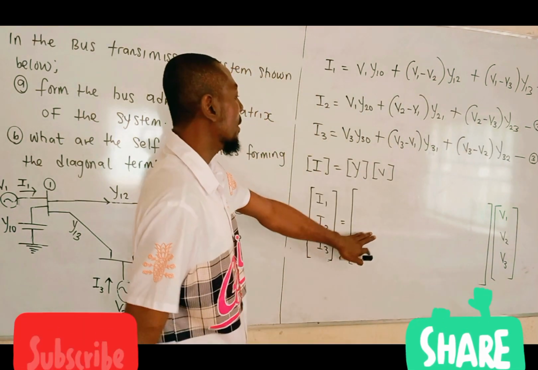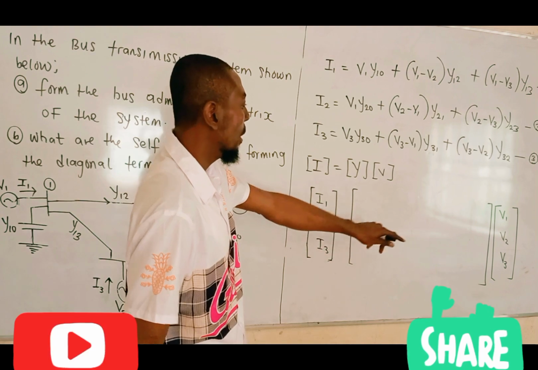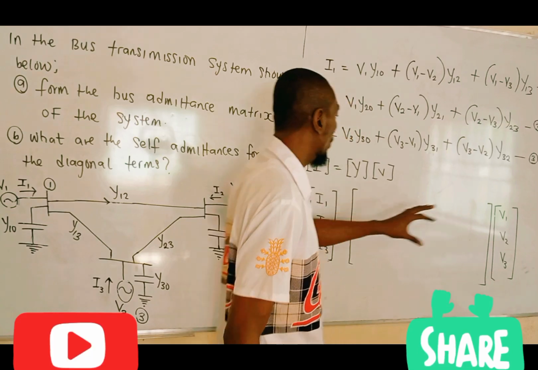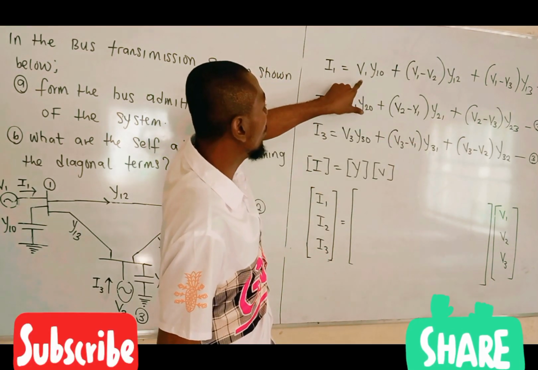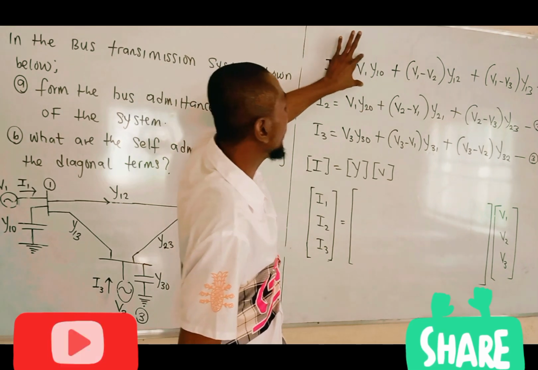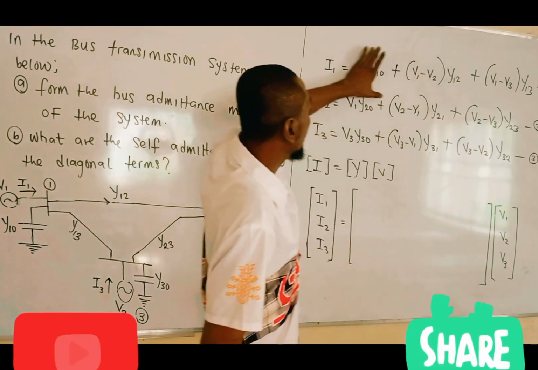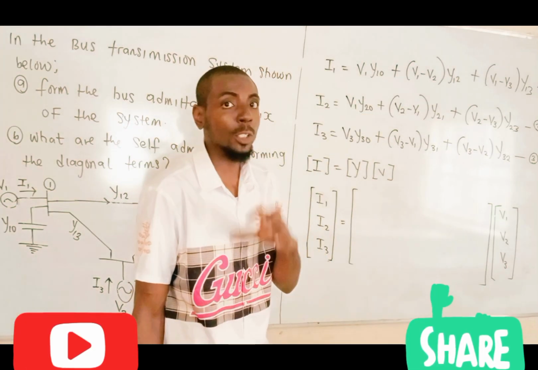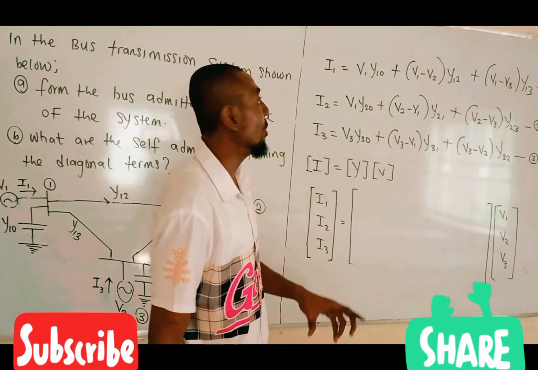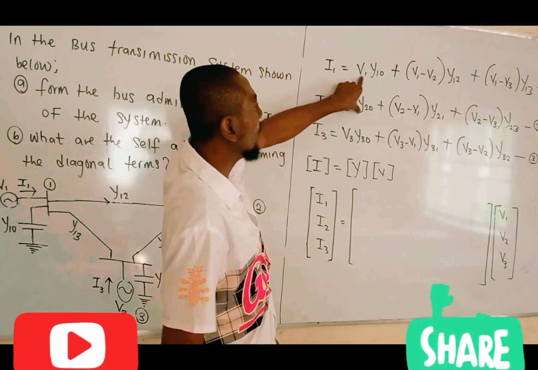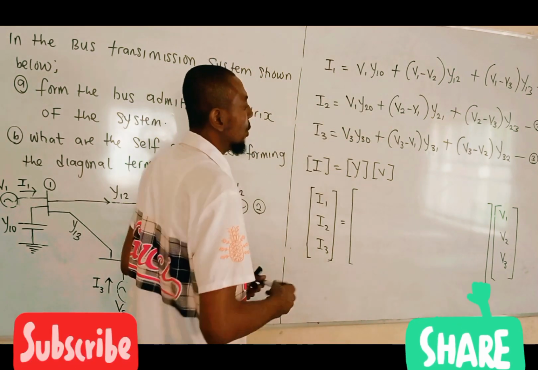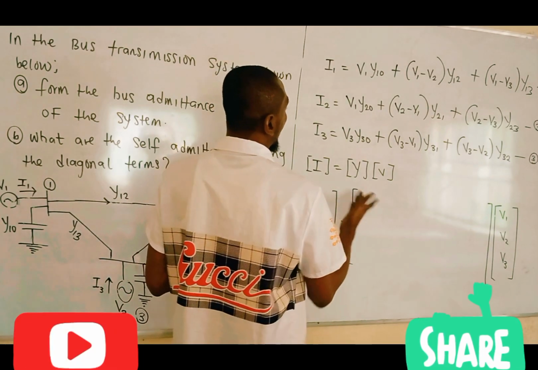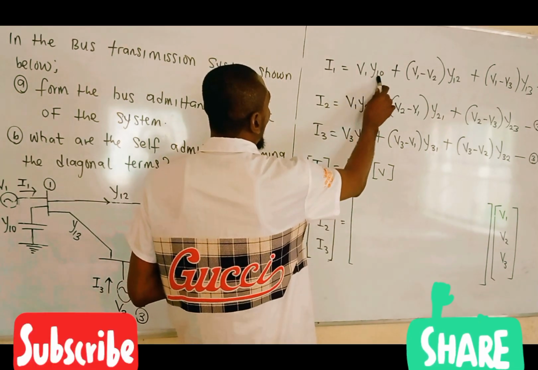So the admittance matrix is what we are now going to sort out. As you can see, V1, V2, V3 are the multipliers. So we are going to find V1 first. All the admittance that is in line with V1, that's the admittance coefficient of V1, is what we're going to fish out now. So the first admittance coefficient of V1 is Y10.